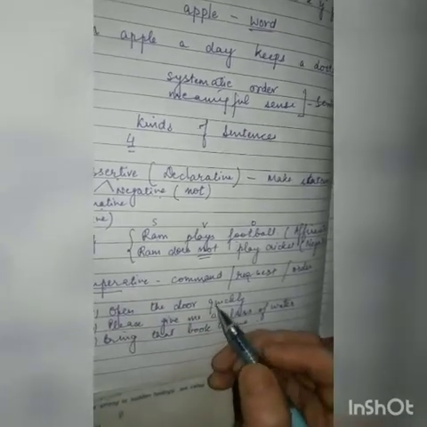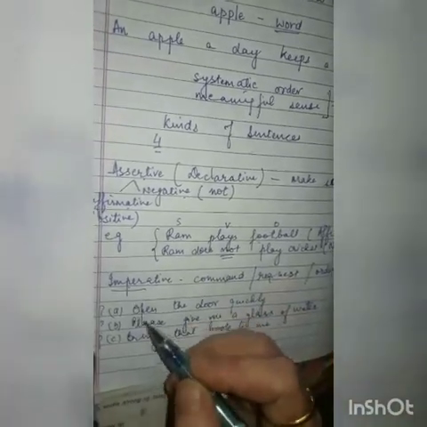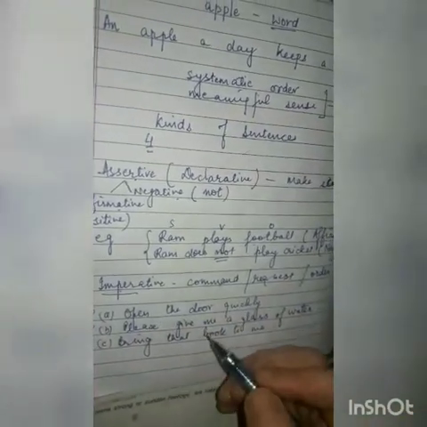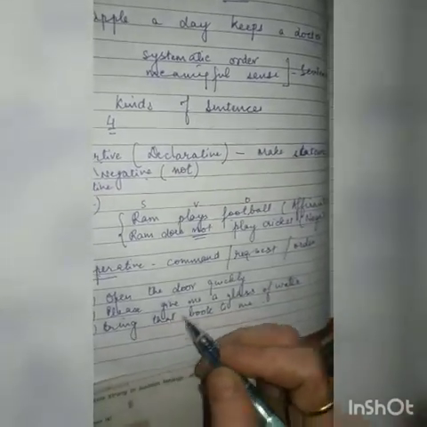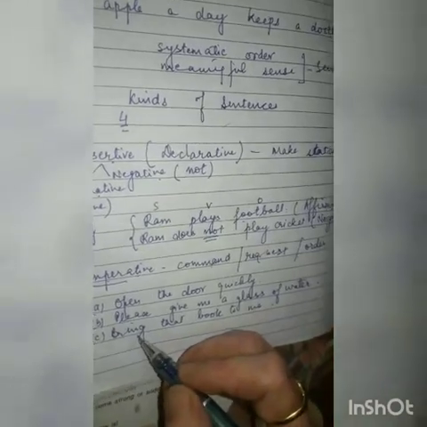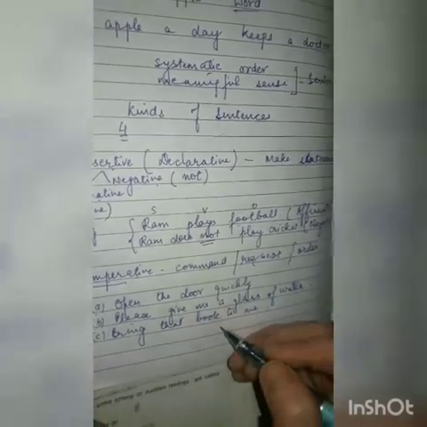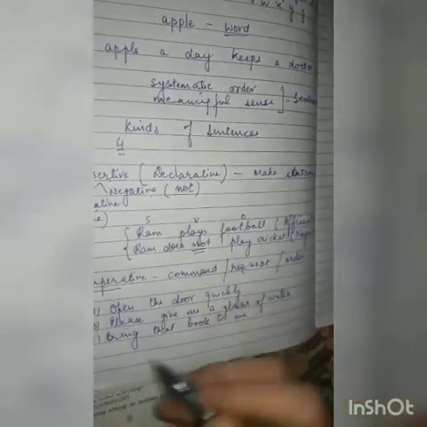Open the door quickly. The speaker is asking somebody to open the door quickly. Please give me a glass of water. He is asking somebody for a glass of water. Bring that book to me. The person is ordering somebody to bring that particular book to him. So, these are the imperative sentences.